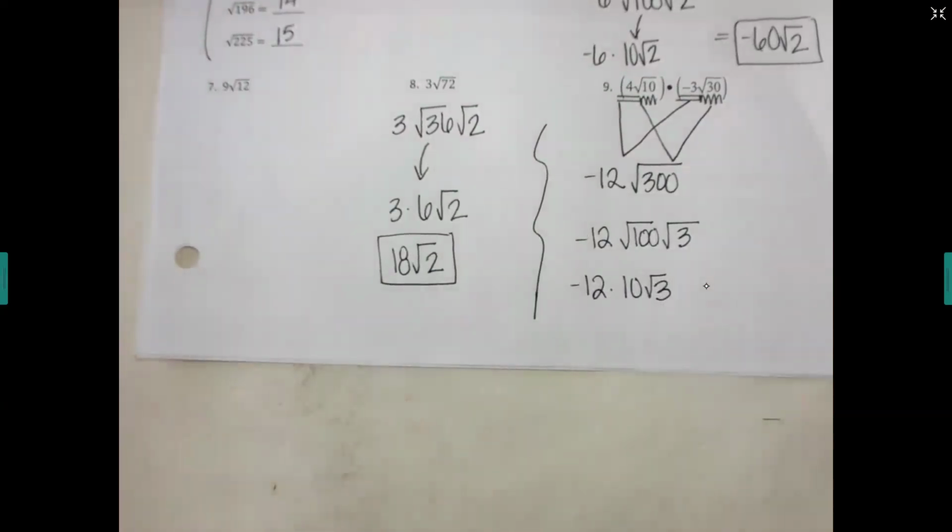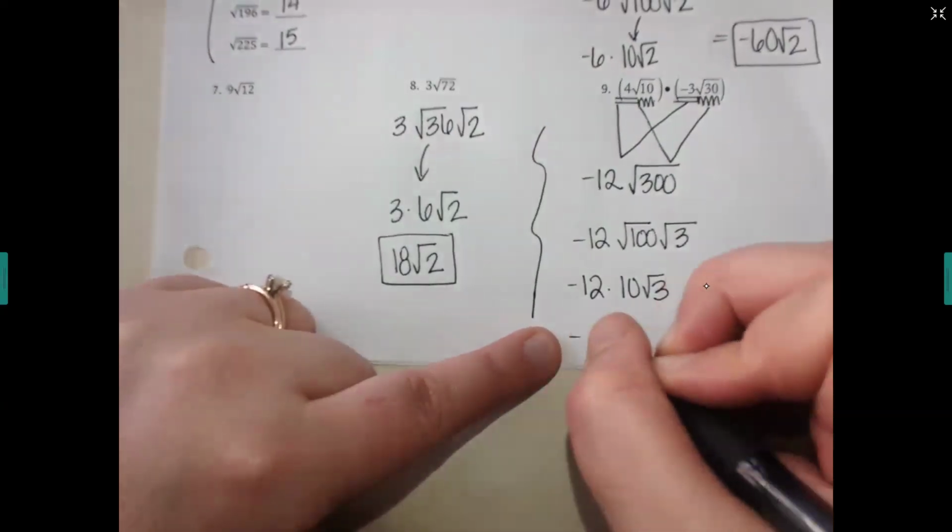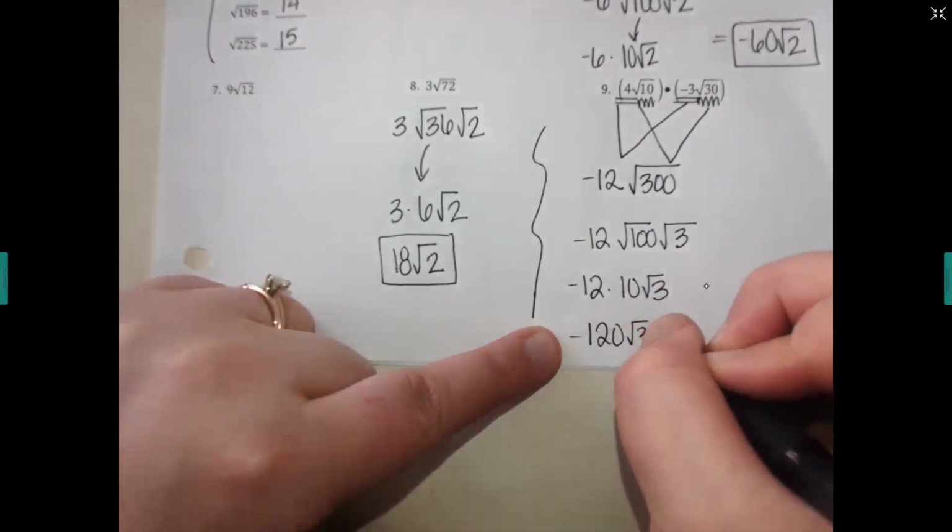And then remember that that 10 had a number in front of it. It had a negative 12. So I'm going to multiply those pieces together. What will my final answer be? Negative 120 root 3.